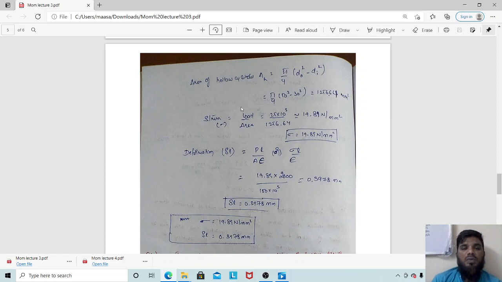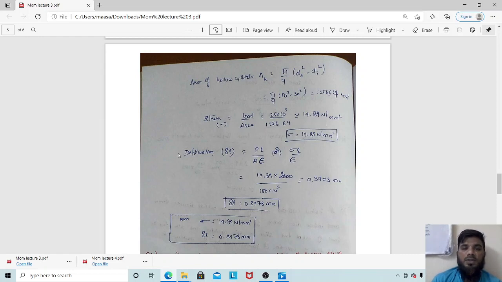Next, from this you have to find the stress. What is stress? Load upon area. What is the load they have given? 25 kilonewtons. So I am taking 25 into 10 to the power of 3 divided by 1256.64, which you are going to obtain as 19.89 Newton per mm square.